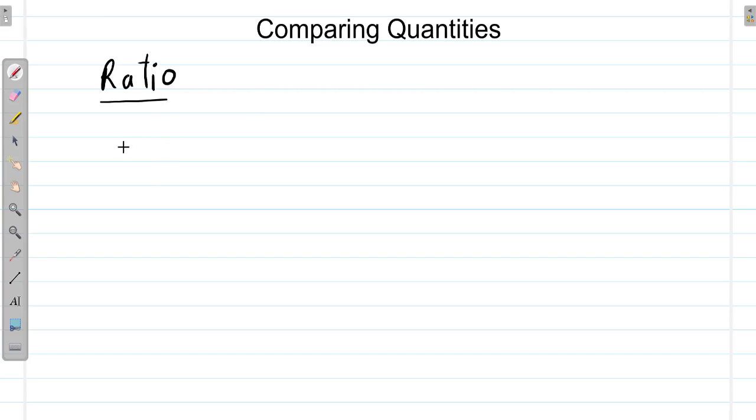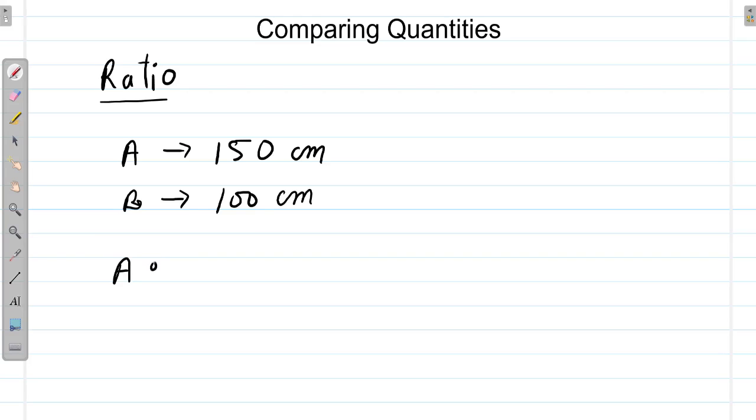Suppose student A has a height of 150 centimeters and student B has a height of 100 centimeters. I have to compare the ratio between the height of student A and the height of student B. The ratio of the height of A is to B. Whichever comes first becomes the numerator and the second becomes the denominator. So how do we find this ratio?